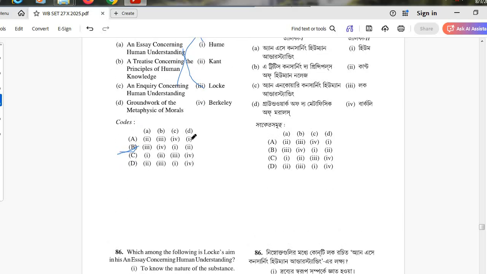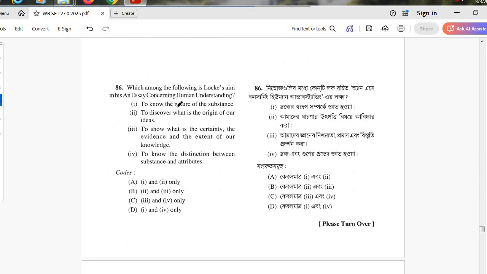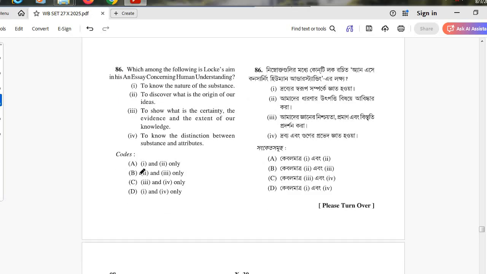The correct answer is option B. Question 86: Which among the following is Locke's aim in his An Essay Concerning Human Understanding? Option 1, to know the nature of substance; option 2, to discover the origin of our ideas; option 3, to show the certainty, the evidence and the extent of our knowledge; and option 4, to know the distinction between substance and attributes. Question 86, the correct answer is option B, 2 and 3.